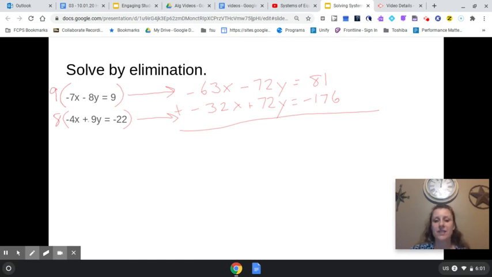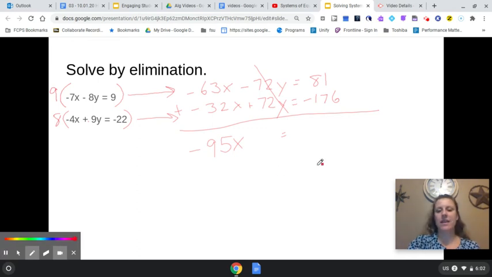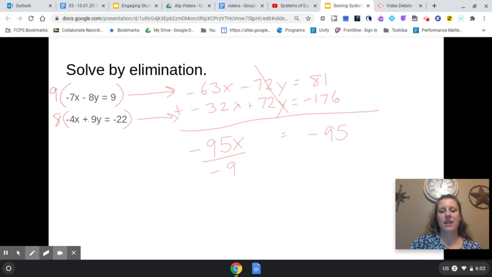So -63 plus -32, that gives me -95x. The y's eliminate. And we have +81 plus a -176. We get -95. Dividing both sides by that -95, and we get x equals 1.